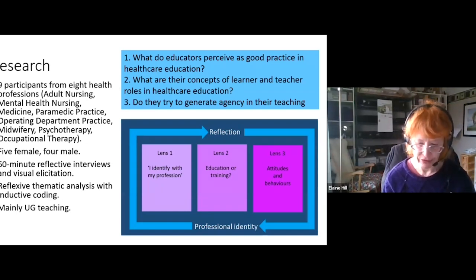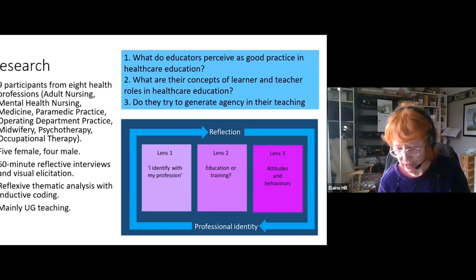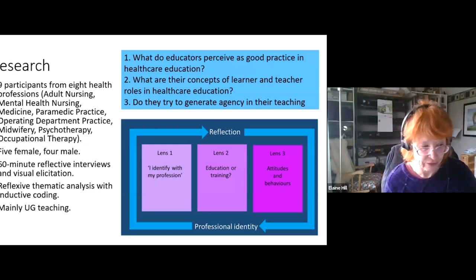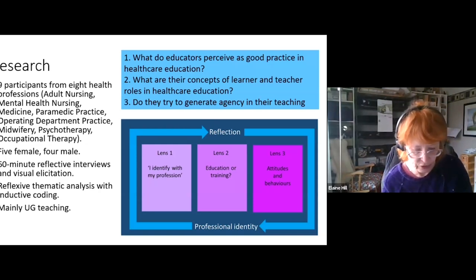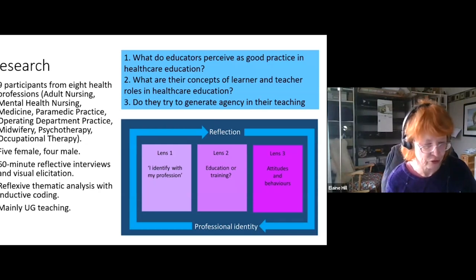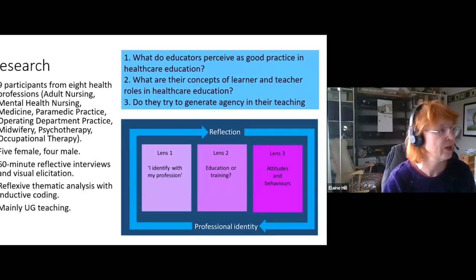There were 2 meta themes, as we called them, that bound all of that together. Professional identity underpinned everything, and reflection was something that was very, very important as well. I'll say a little bit more about those as I move on to the next slide.